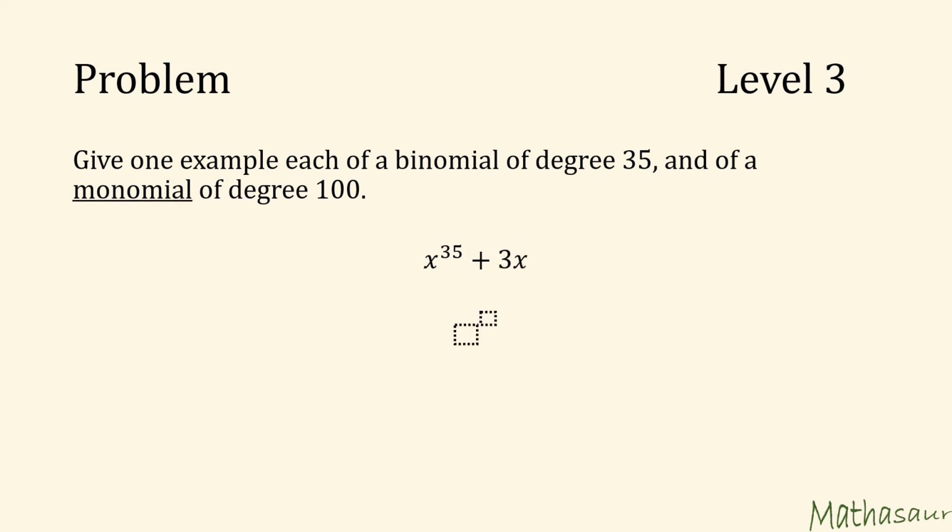Now the second part of the problem, we have to write a monomial, which means just one term. But it has a degree 100. So my variable is going to have a power of 100. So I could write the variable x raised to the power 100. Or I could take any other variable. You may also multiply this term with a coefficient that you like.